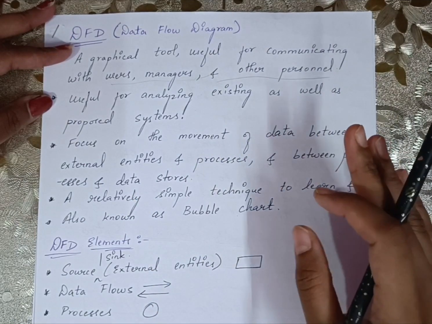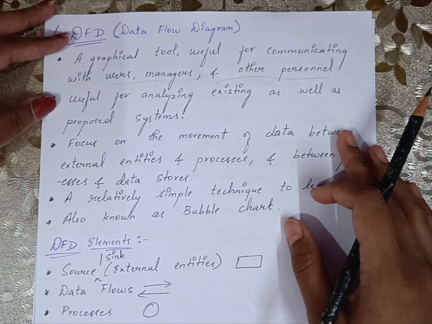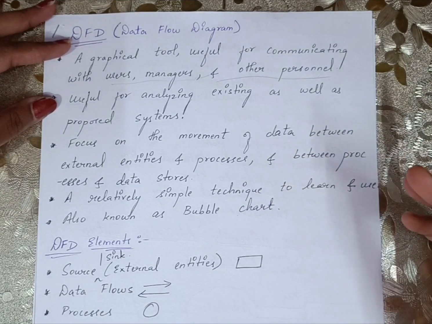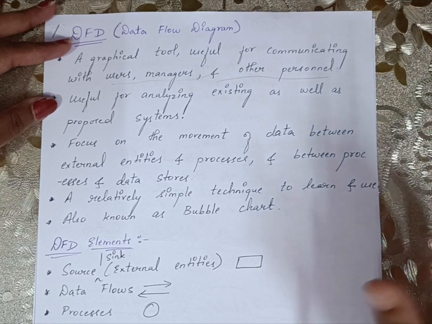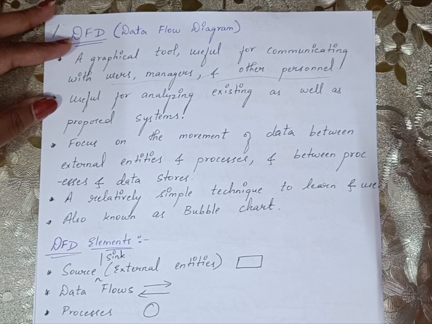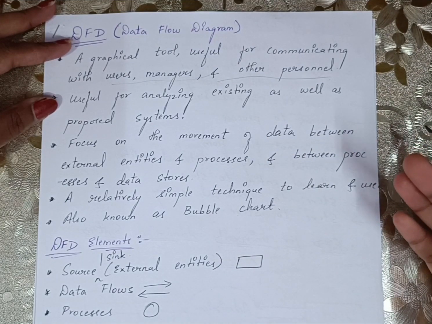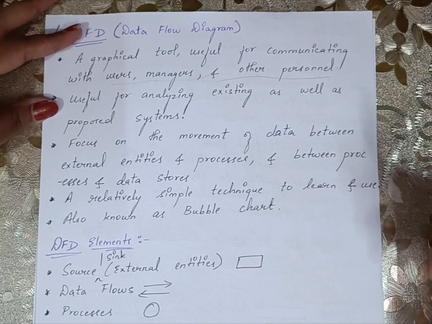And also this data flow diagram is also known as bubble chart diagram. So please make a note of these things. So this is mainly used for focusing on the movement of data between external entities and processes, and between processes and data stores.